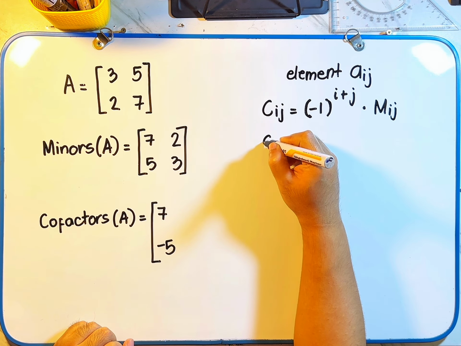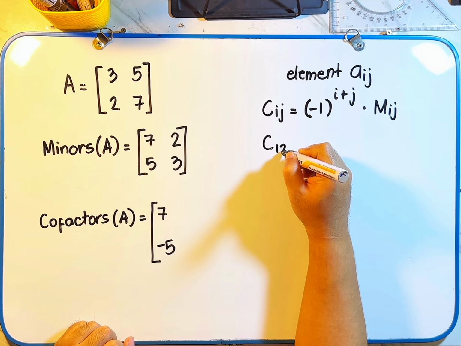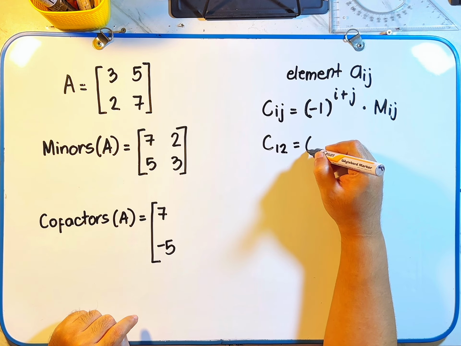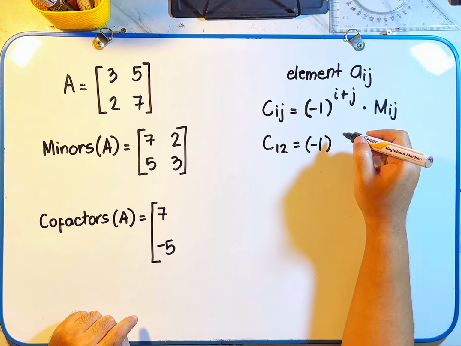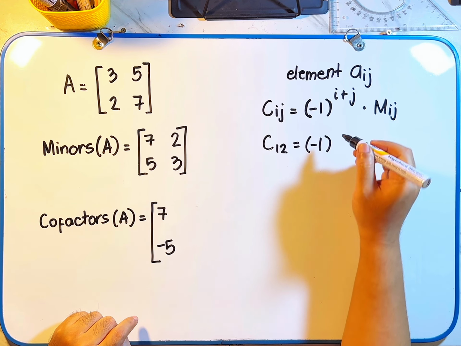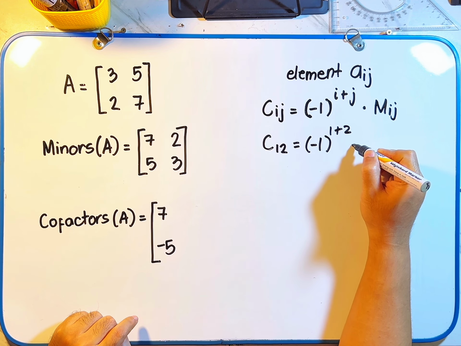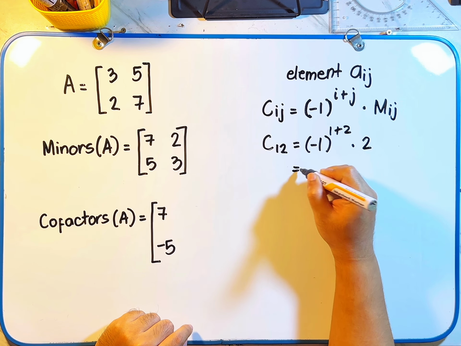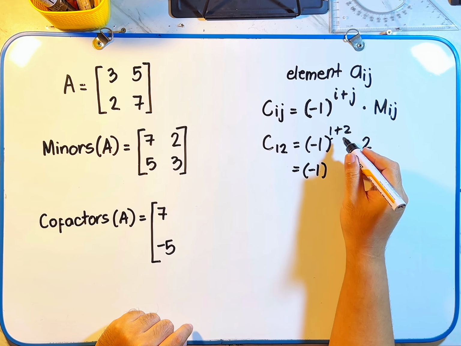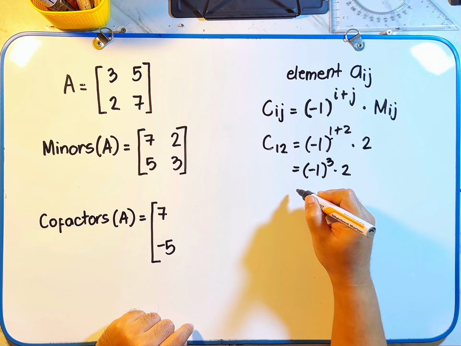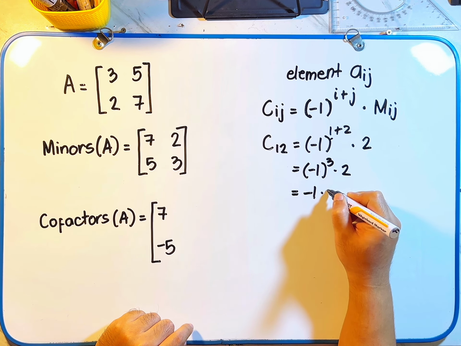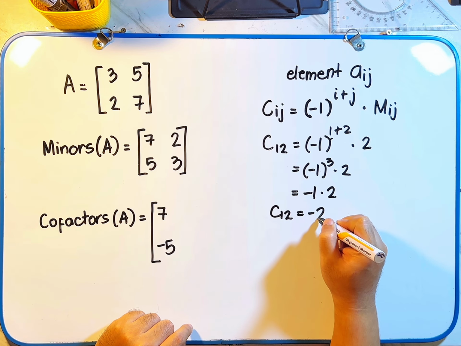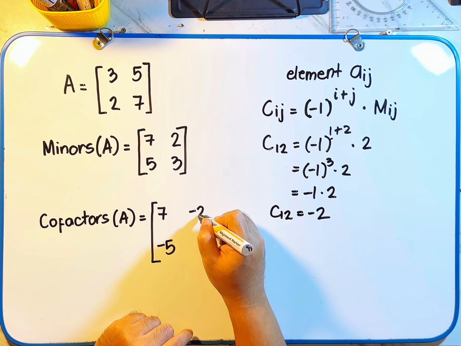Next, let's try to find the cofactor in the first row, second column. So first row, second column is right here. And we have negative 1 following the formula raised to i plus j. i is 1, j is 2. So 1 plus 2 times the corresponding minor, which is 2. Therefore, we have negative 1, 1 plus 2 is 3 times 2. Negative 1 cubed is negative 1. And negative 1 times 2 is negative 2. So C12 is equal to negative 2. So we have negative 2 right here.